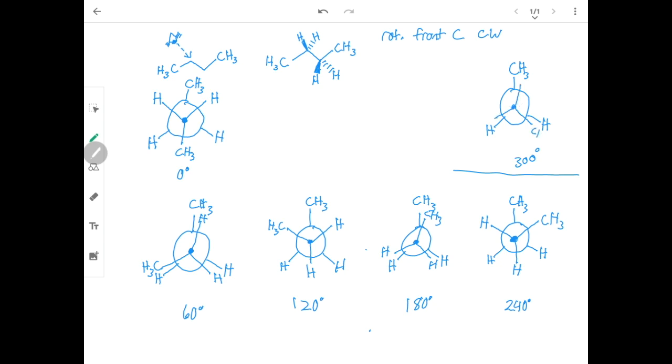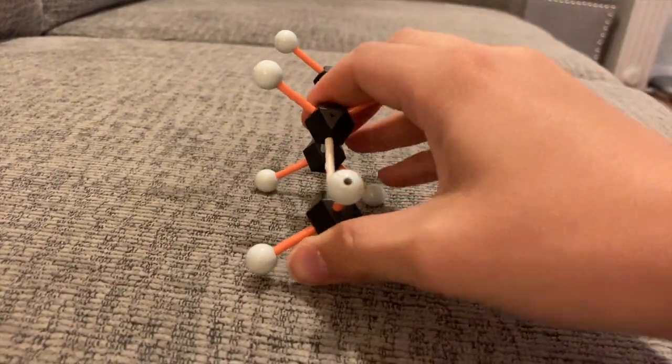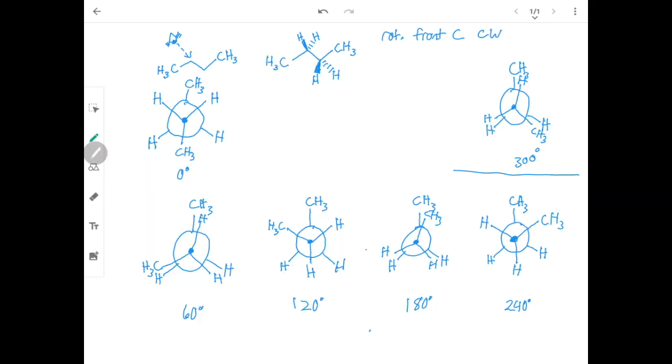So we've got CH3 is going to come down here. This H is going to go up there. And this H is going to swing up there. 360 should bring us back to what we started with. And it does. Okay, so those are my conformations. Now we need to figure out the energy values associated with them.